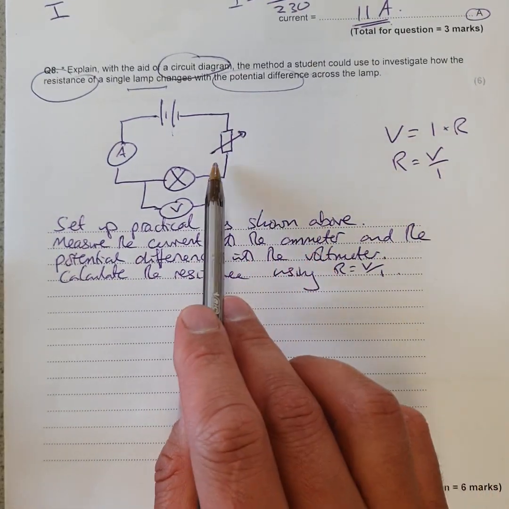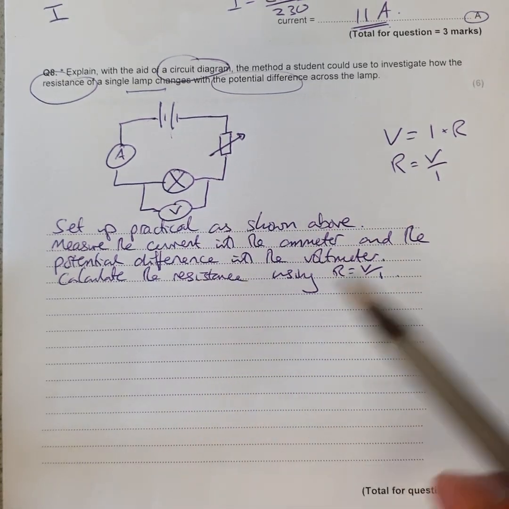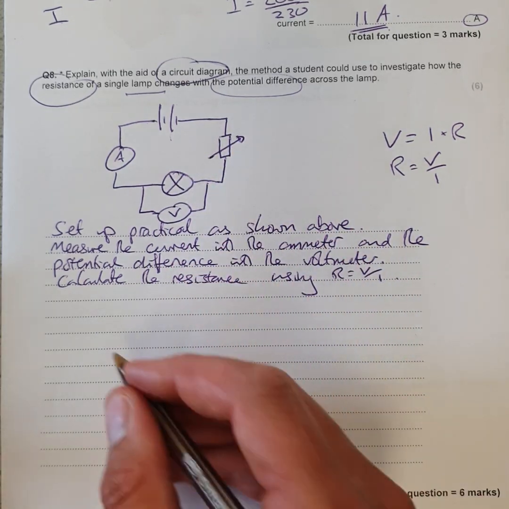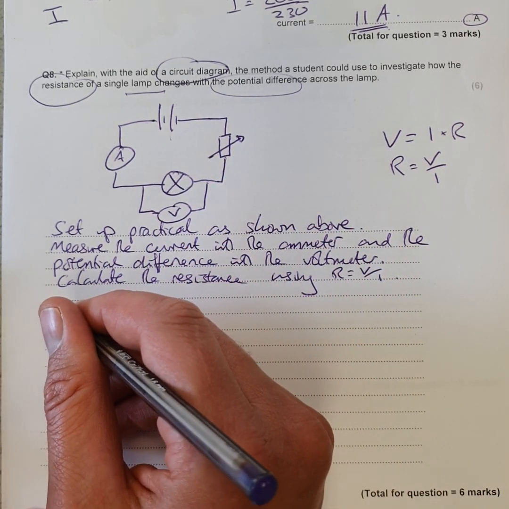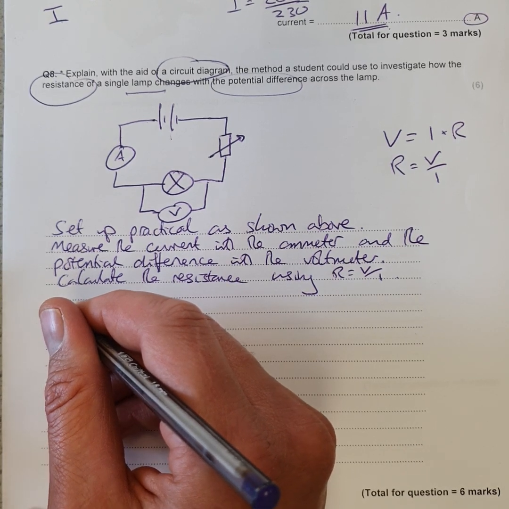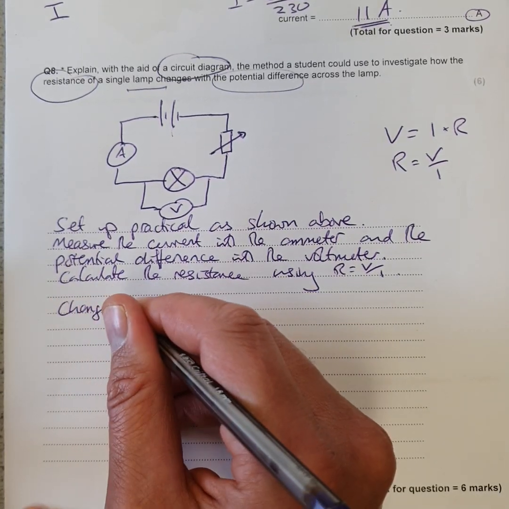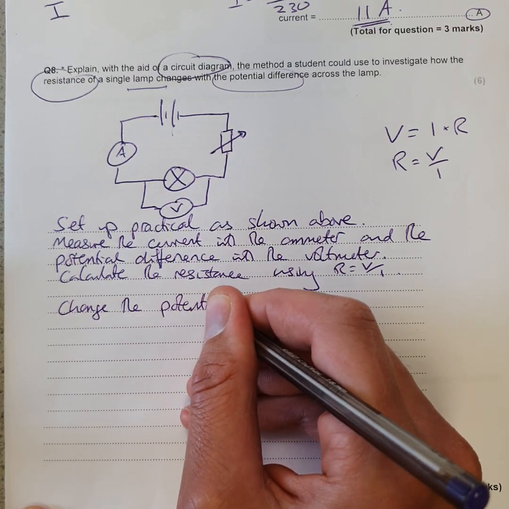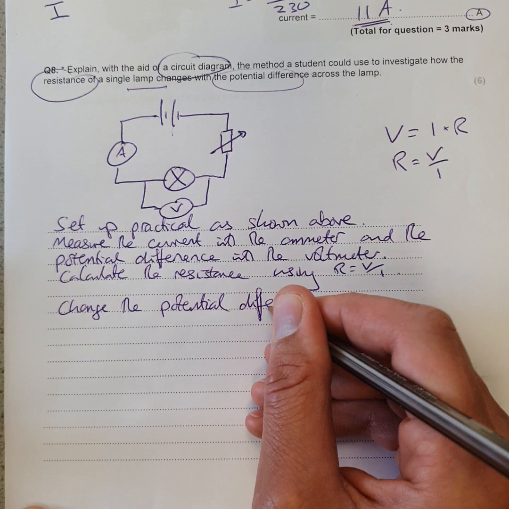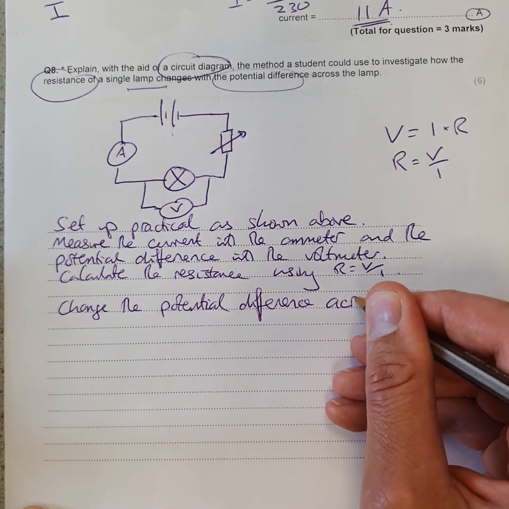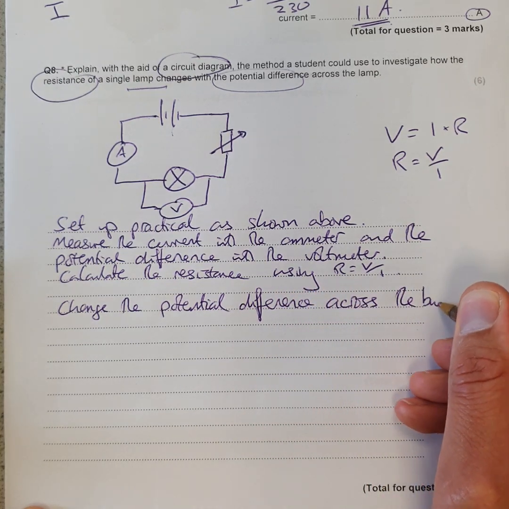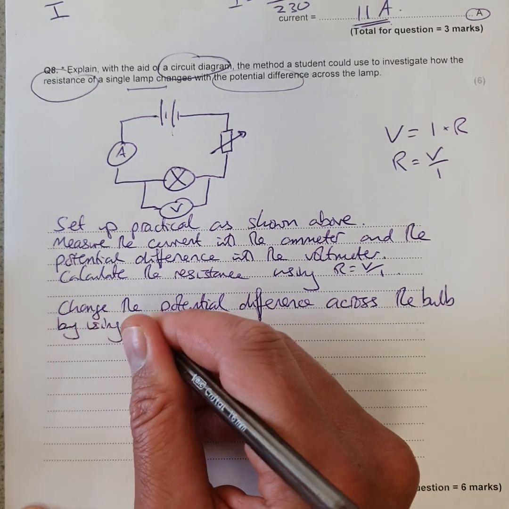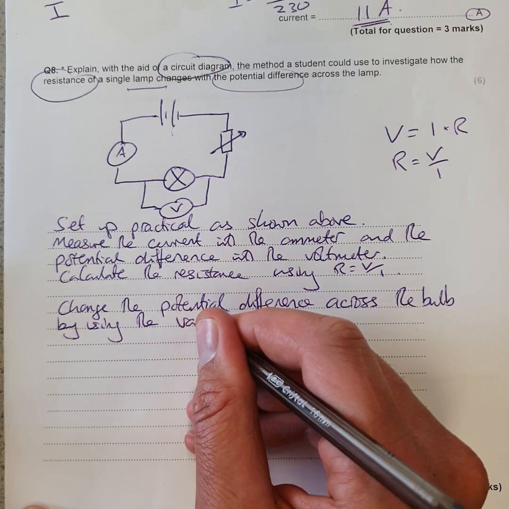But we need to change that potential difference, because at the moment we've just got one number. So let's change that potential difference across it. How are we going to do that? We're going to use the variable resistor. So we're going to say change the potential difference. Remember, it's the potential difference across the bulb, by using the variable resistor.